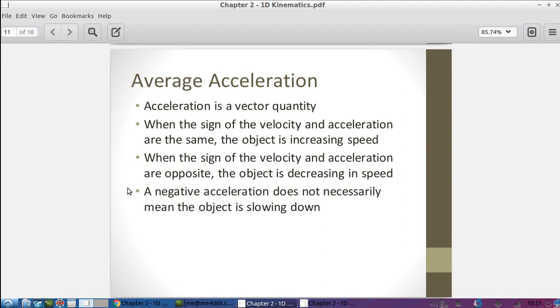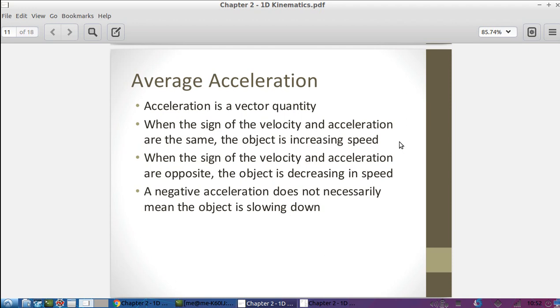Okay, so this goes for the negative x direction too, right? If I have a velocity in the negative x direction, I have an acceleration in the negative x direction. I'm speeding up in the negative x direction. So as long as my velocity and acceleration vectors are pointing in the same direction, then I'm increasing my speed. I'm speeding up.